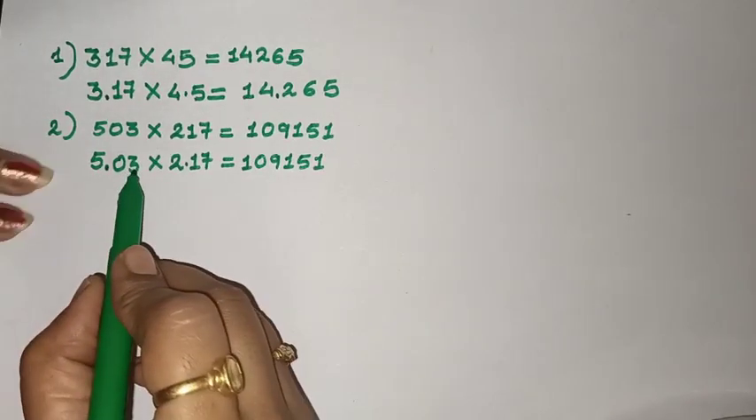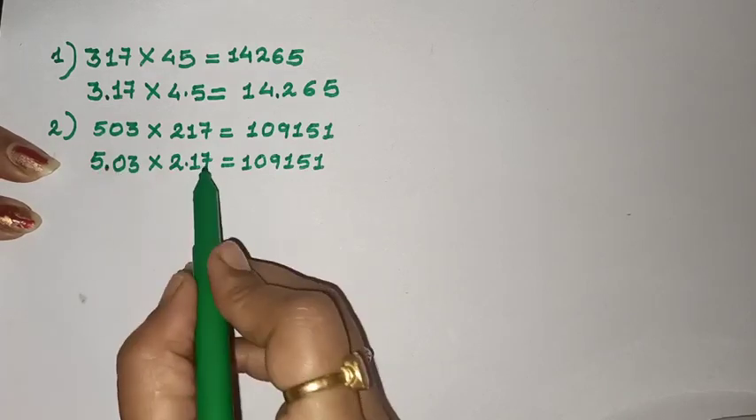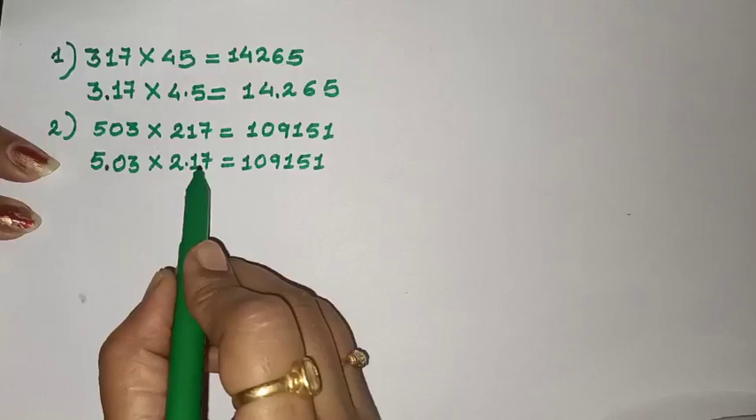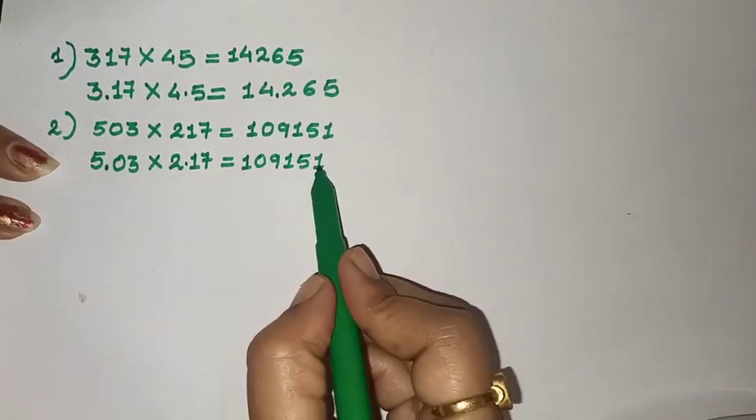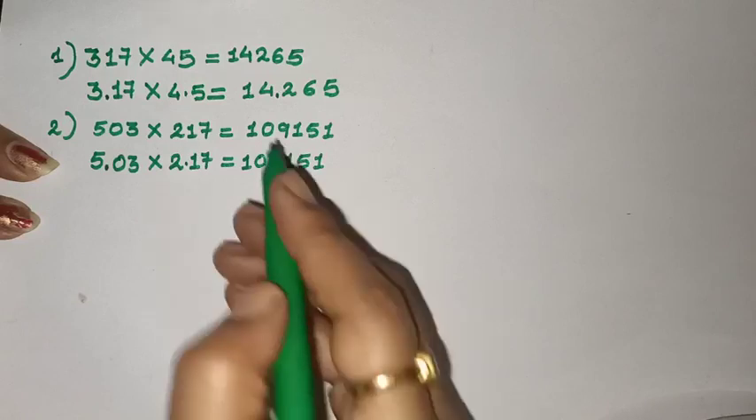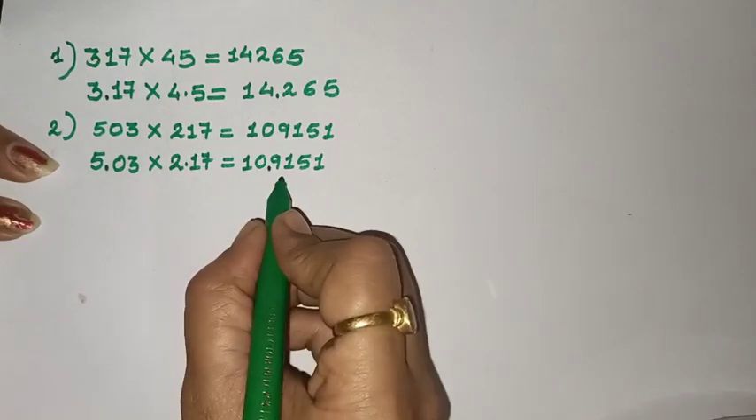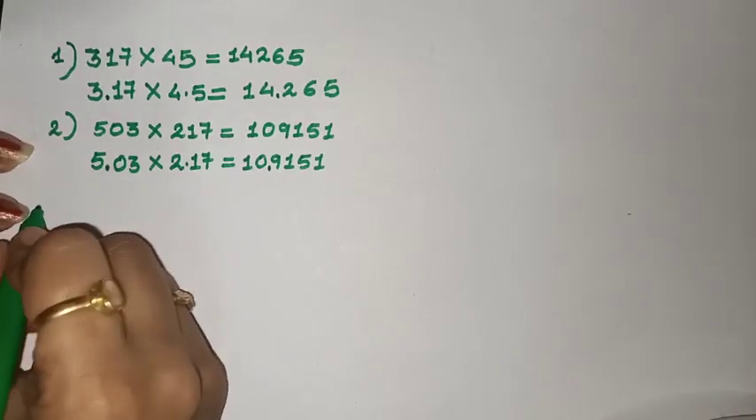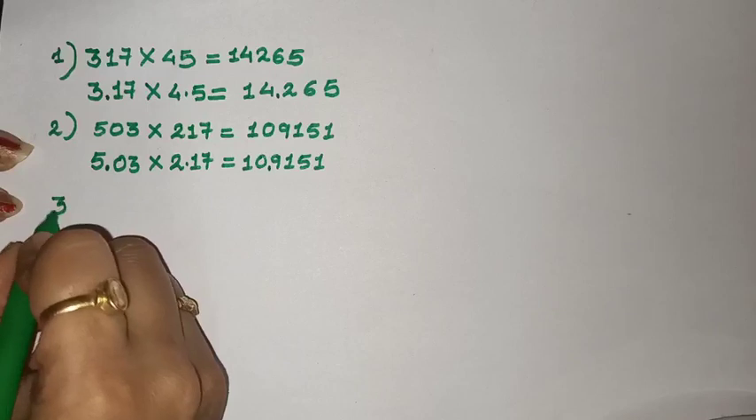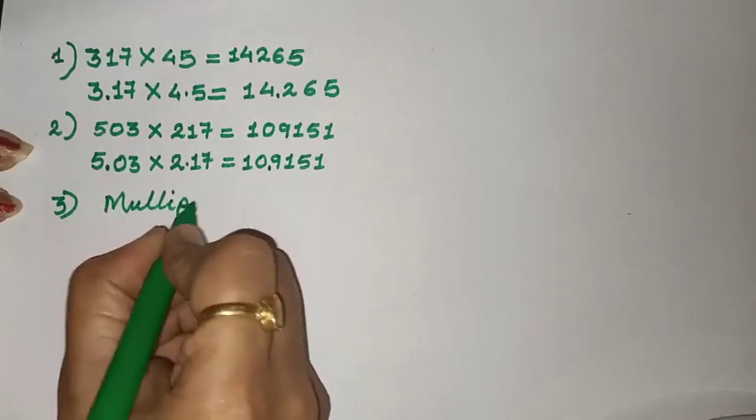See, here I will count 1, 2. Here also 1, 2, means 2 plus 2, 4. Here we'll count 1, 2, 3, 4. So the answer is 10.9151. Now let us start question number 3. Question number 3 is multiply.